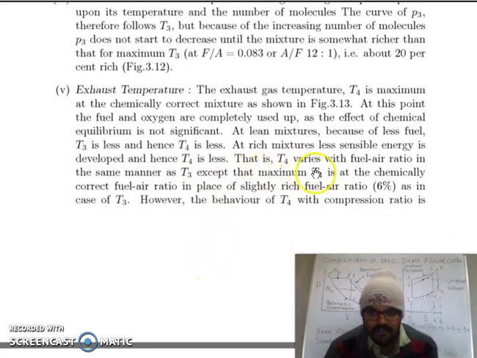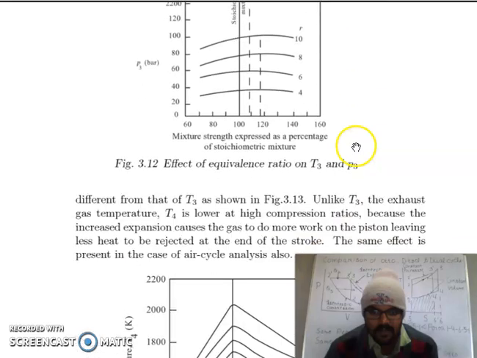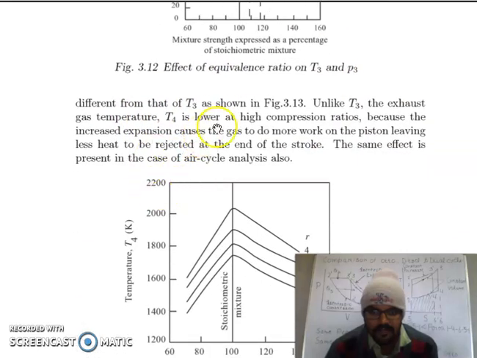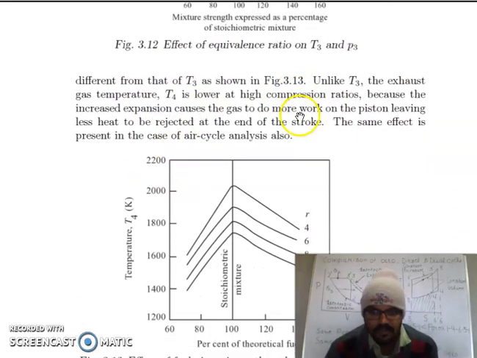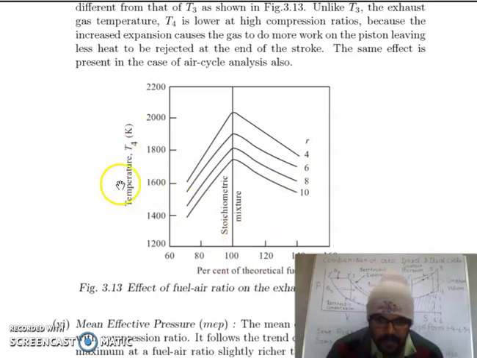That is, T4 varies with fuel air ratio in the same manner as T3, except that maximum T4 is at the chemically correct air fuel ratio in place of a slightly richer fuel air ratio, 6%, as in the case of T3. However, the behavior of T4 with compression ratio is different from that of T3, as shown in figure 3.13. You can see here in this figure, this is your temperature T4, and on this side you have percentage of theoretical fuel. So this is your stoichiometric mixture.